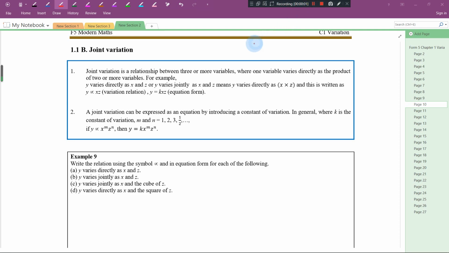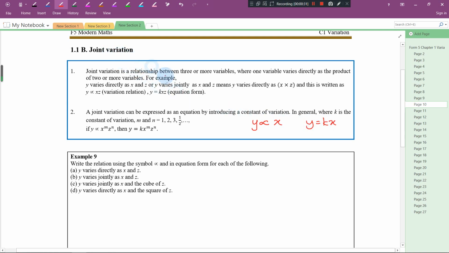Hi everybody, in this video let's learn about joint variations. In the previous video I talked about the direct variation, right? For example, if I tell you y varies directly as x, we write it this way. This is the variation relation. If I want you to write it in equation form, it will become y equal to kx. You will notice that we only involve two variables, y and x, and the k is the constant of variation.